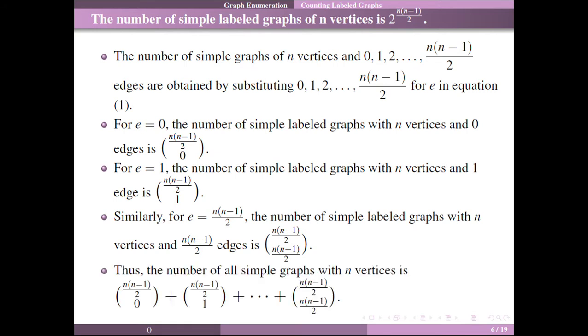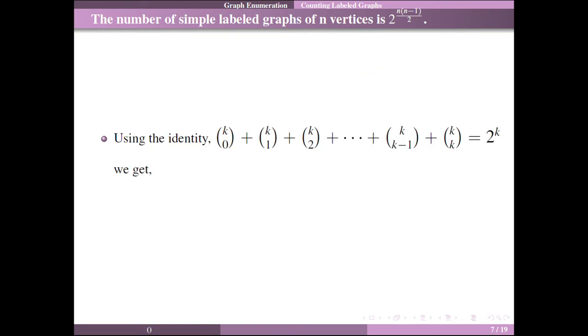Adding all these quantities will give us the number of all simple graphs with n vertices. In order to solve this expression, we will use the identity k choose 0 plus k choose 1 plus k choose 2 plus etc., plus k choose k is equal to 2 power k. Here k is replaced by n(n-1)/2 and we get 2 power n(n-1)/2. So this is the number of simple labeled graphs on n vertices.